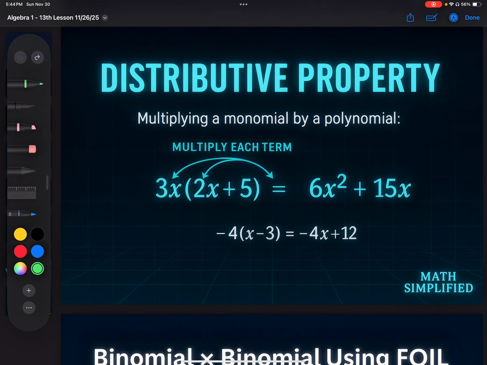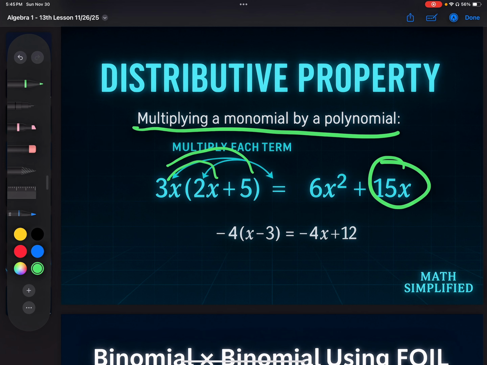The first property that we have to know is the distributive property, multiplying a monomial by a polynomial. A monomial is this, and a polynomial would be this. Here the distributive property works like this: we distribute 3x to both of these terms, and afterwards we multiply it out. So 3x times 2x would be 6x squared. Then 3x times 5 would just be 15x.